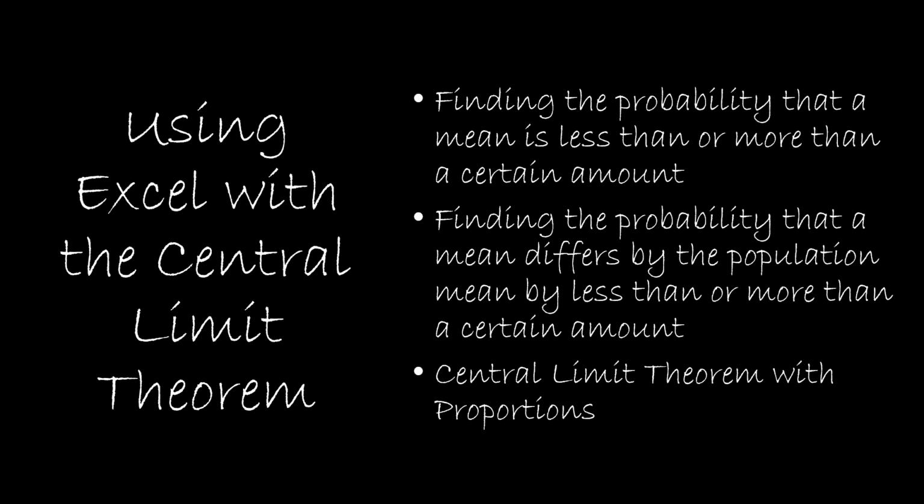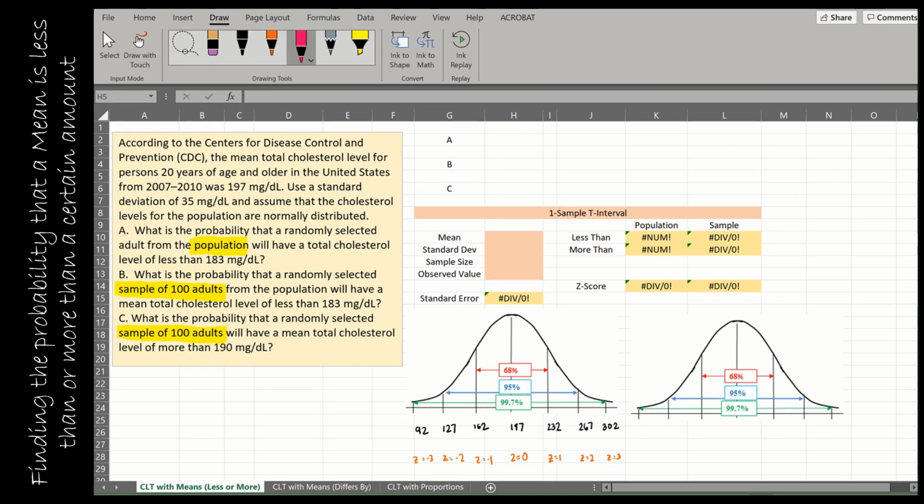In this video, we're going to take a look at using Excel with the central limit theorem. For all of the means questions, we're going to look at the same scenario, which is using values from the CDC that said that the average total cholesterol level for an adult in the United States is 197 milligrams per deciliter with a standard deviation of 35 milligrams per deciliter, and that the population is normally distributed.